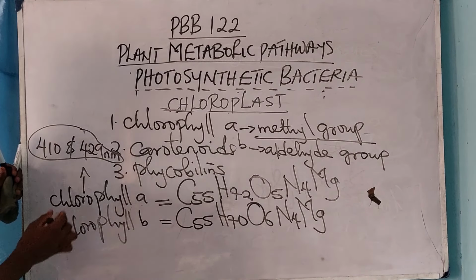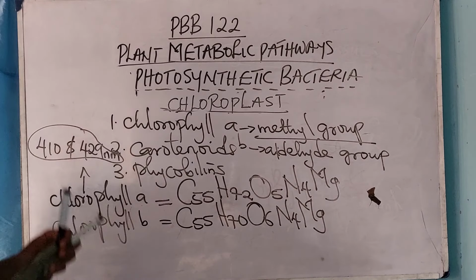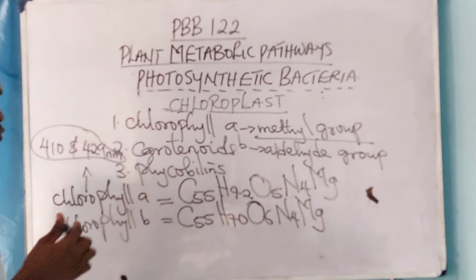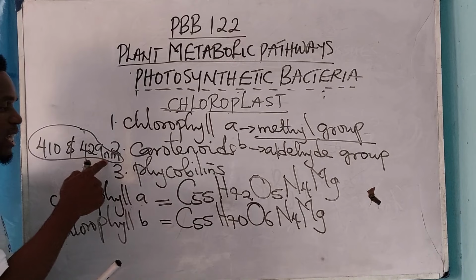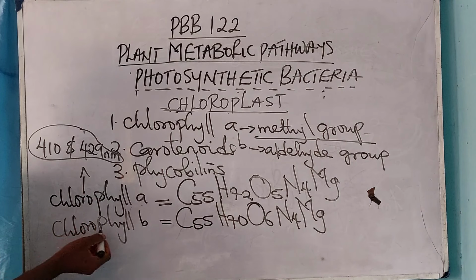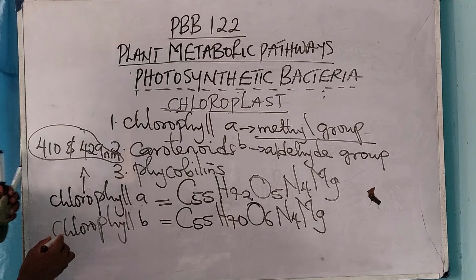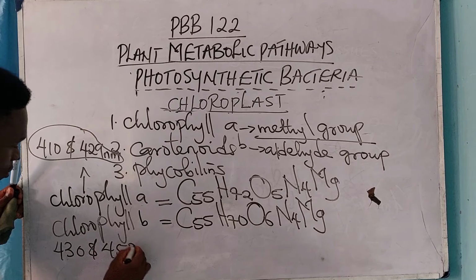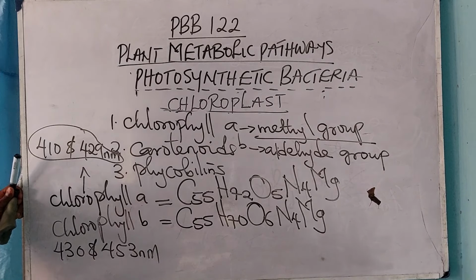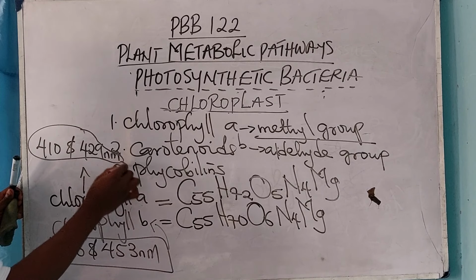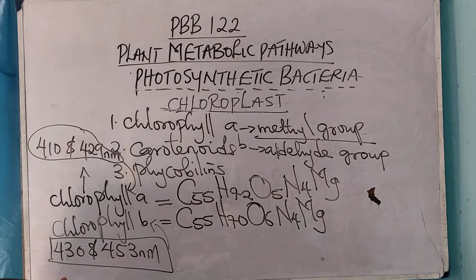Chlorophyll A has absorption spectrum at what? 410 and 429 nanometer. Now, chlorophyll B has absorption spectrum at what? 430 and 453 nanometer. Take note of that. So this is the absorption spectrum of chlorophyll A, while this one is of chlorophyll B. Take note of that. It is very, very important.